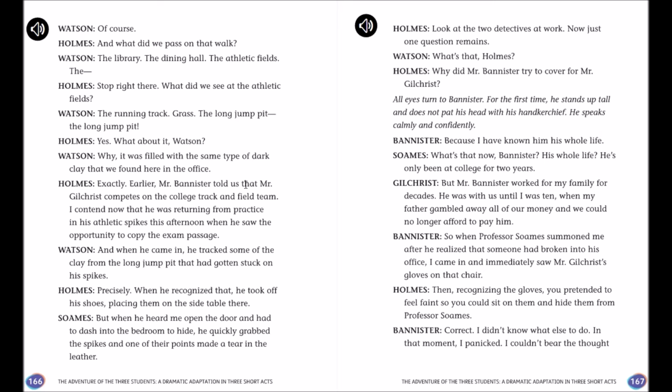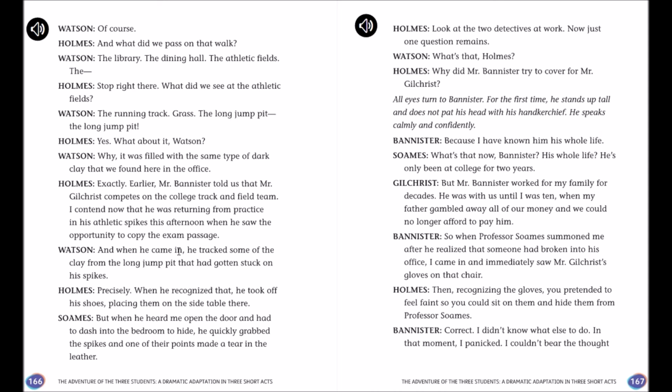Earlier, Mr. Bannister told us that Mr. Gilchrist competes on the college track and field team. I contend now that he was returning from practice in his athletic spikes this afternoon when he saw the opportunity to copy the exam. Athletic spikes being like cleats, the shoes with the spikes on the bottom.